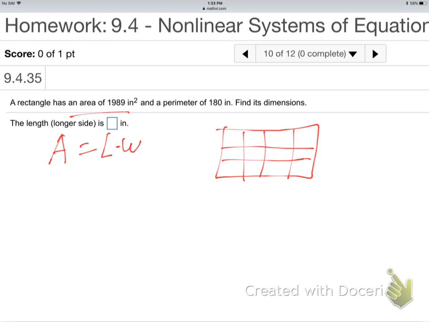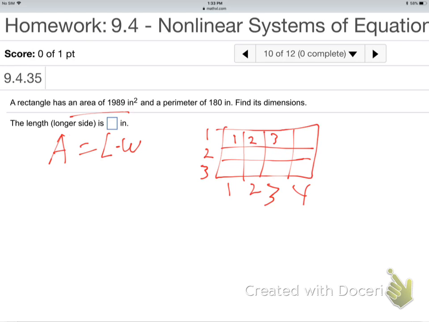See, if you have a rectangle that's 1, 2, 3 rows high, and it's 1, 2, 3, 4, how many total squares are in the middle? If I say there's 3 rows of 4, how many total little squares do we have here? 12, huh? You just multiply one side times the other. That makes sense? That's where area comes from, right?